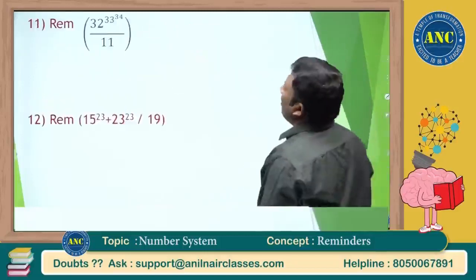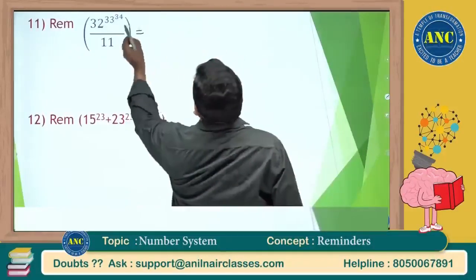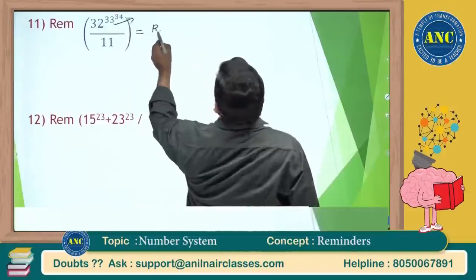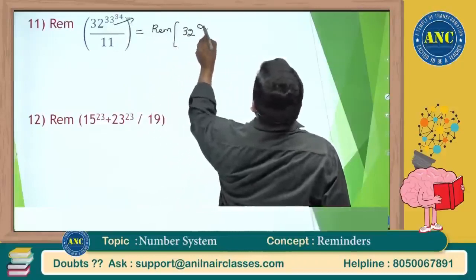Answer is 32 power 33 power 34. Already we solved this question. 33 is an odd number. It is nothing but 32 power odd number.